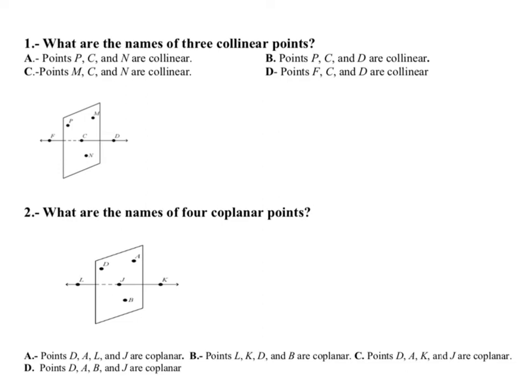All right, quickly, here's the solutions for these. What are the names of three collinear points? Well, the only 3 points that we see that we know are on the same line are right here, F, C, and D. So we can say that's answer D.